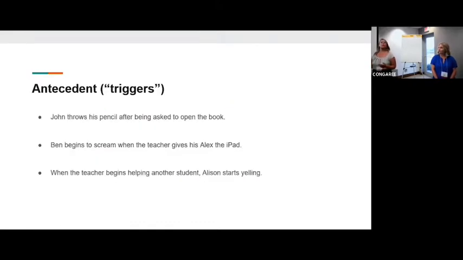So we're just going to go through some examples so you guys can be super involved. So the antecedent. Remember, these are the triggers. I'm going to read these and tell you what the behavior is, and we can talk about what the behavior is because we have to know that first. Before we know what the antecedent is, we have to know what the behavior is and what we're looking for. With the first one, John throws his pencil after being asked to open the book. So the behavior is obviously John throwing his pencil. What would the antecedent be in this sentence? Yep, he's being asked to open the book. So in this case, it's that demand.